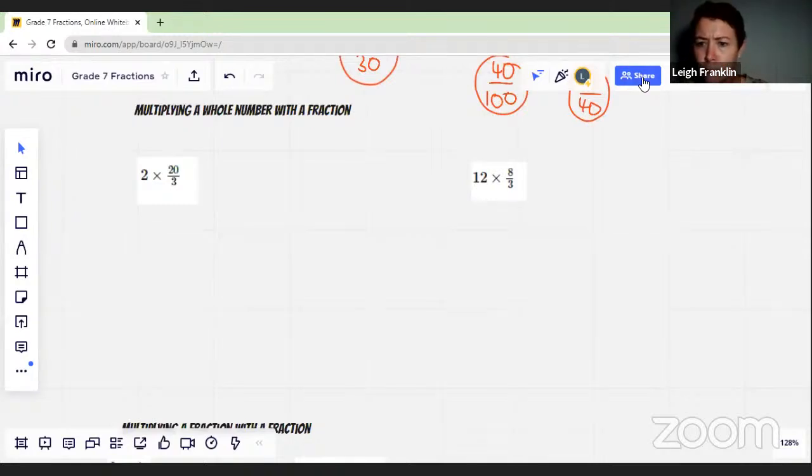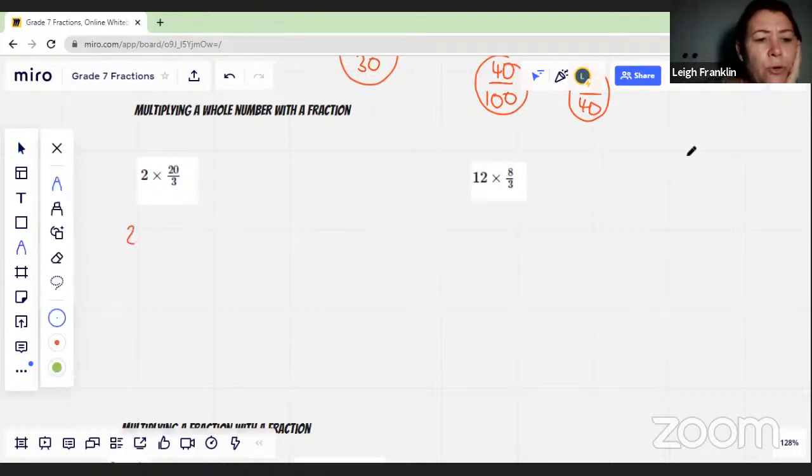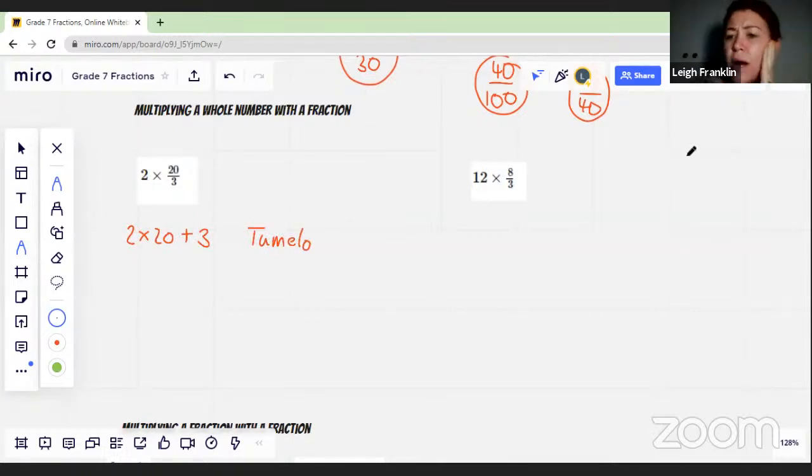Ma'am, you take 2 times, you say 2 times 20 plus 3. Okay, so Tumelo is saying I've got to say 2 times 20 plus 3. Is that what you were saying, Tumelo? Okay, that's all right. Does somebody else have a different suggestion? Does somebody else think we should do something different?